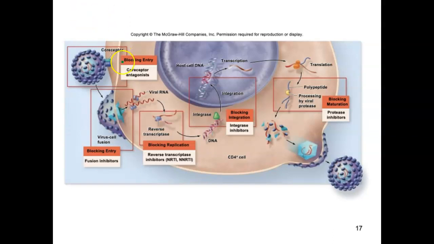Different ways of stopping it. So can we block entry? There's a drug that will stop that. Can we block entry over here? There's a drug that can stop that. Can we block replication? Can we block integration? Can we block the assembly, or as they're calling it here, maturation?